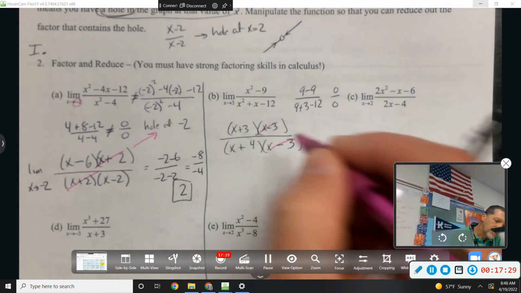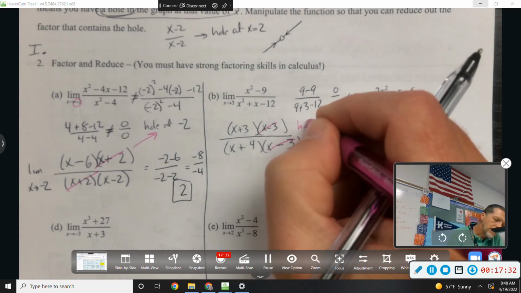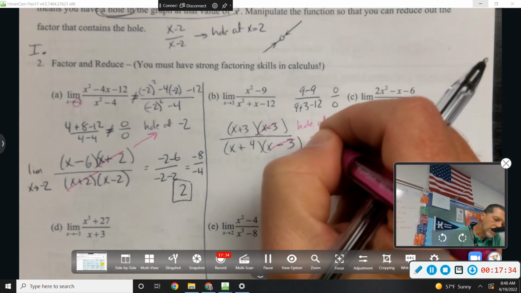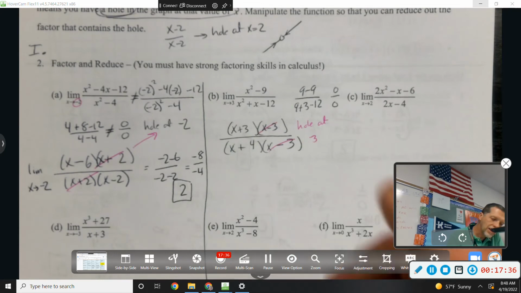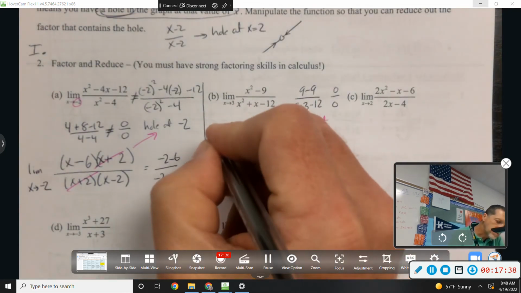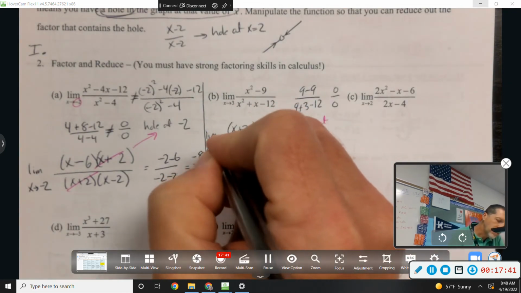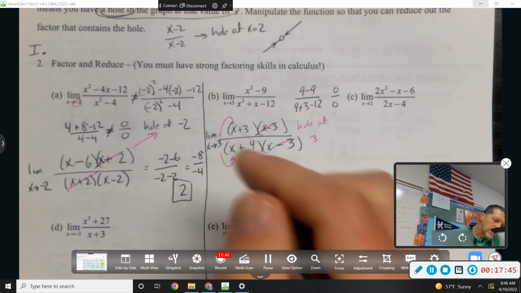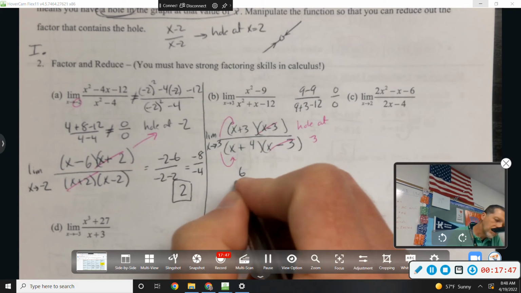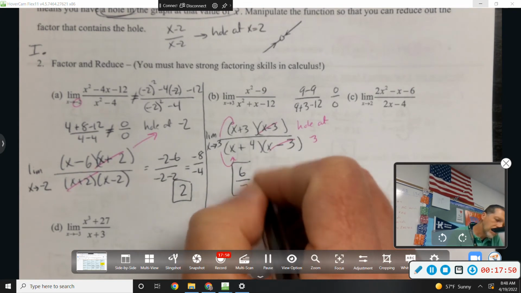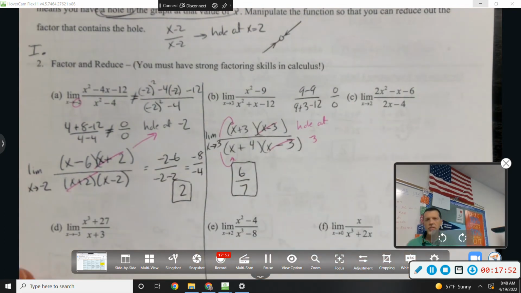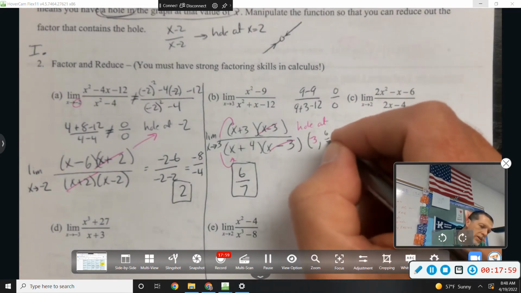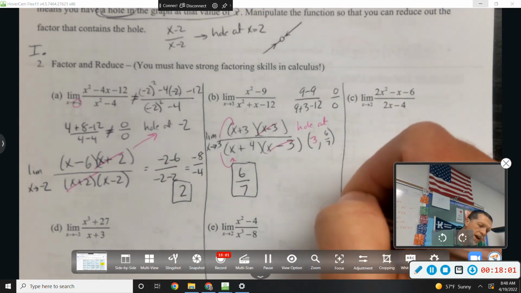The x minus 3's will cancel. That means there's a hole at 3, but we kind of knew that already. Let's plug in 3. So 3 plus 3 is 6. 3 plus 4 is 7. So the limit is 6/7. So that means there's a hole at 3, 6/7, if we're thinking about doing the graph of this thing.